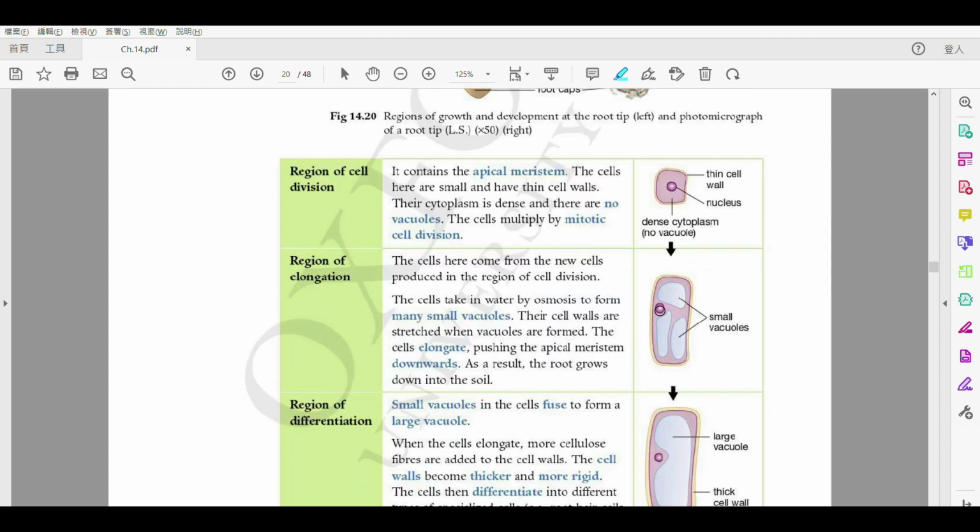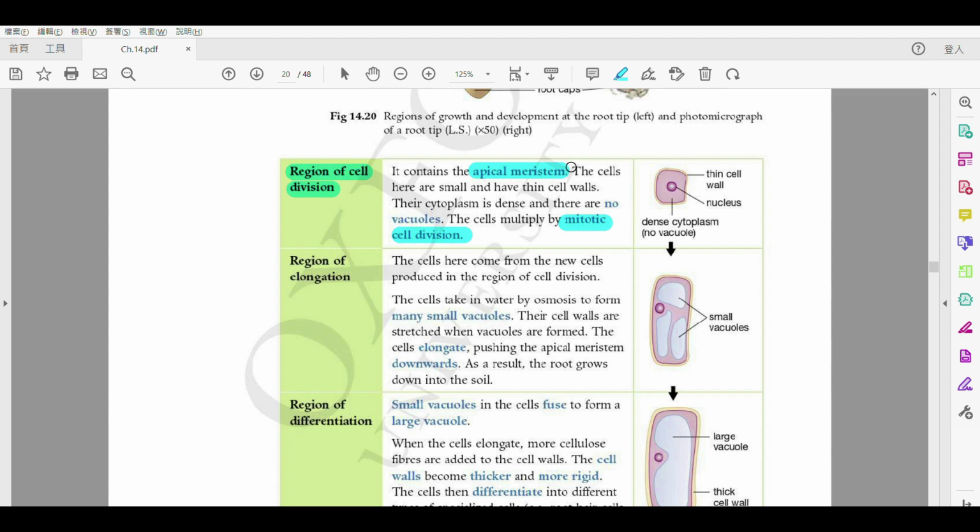Okay, so first one, when we talk about the region of cell division, you may guess, so which type of cell division is kept on carrying out? Is it mitosis or is it meiosis? The answer, earlier we just talked about that, is of course mitosis. So the cell will keep on carrying out mitosis in this region because it contains the apical meristem.